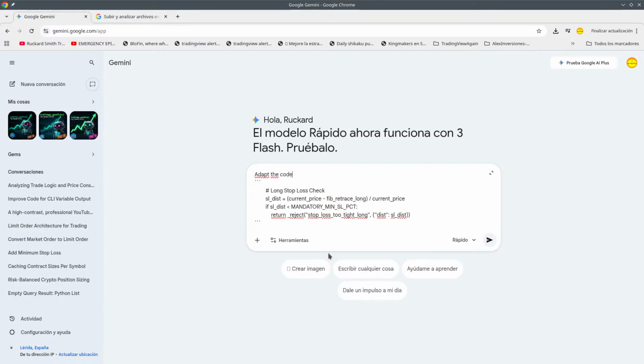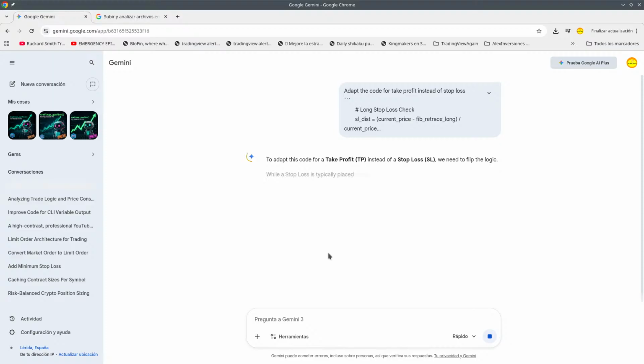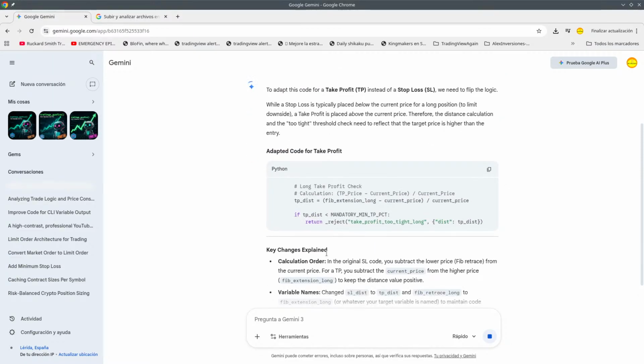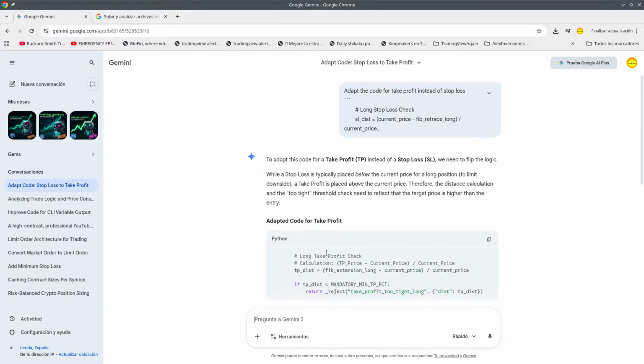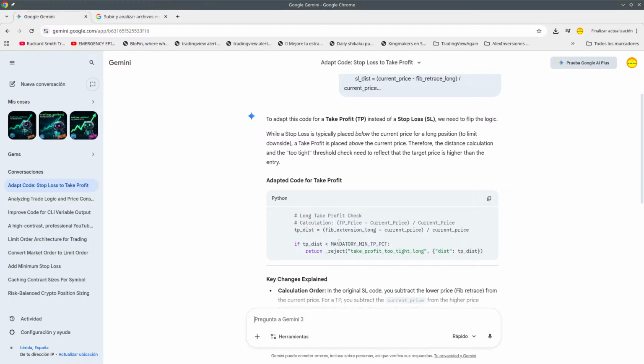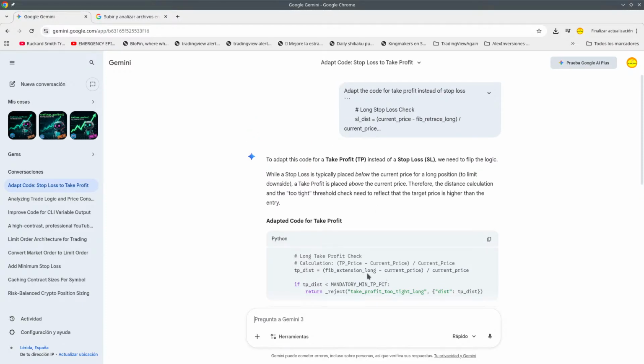Adapt the code for take profit instead of stop loss. So long top calculation, fifth extension long, fifth retrace long. I mean, the take profit.